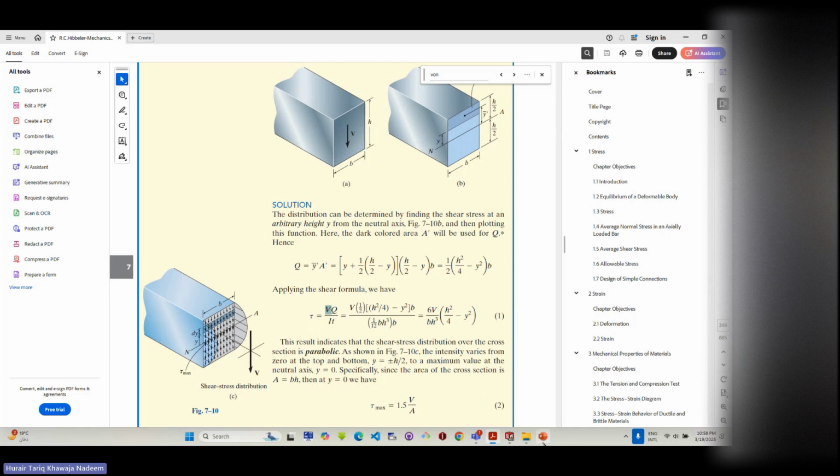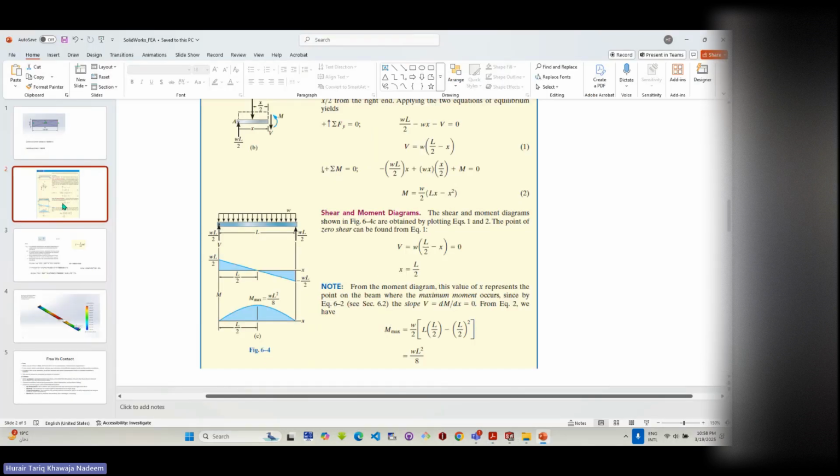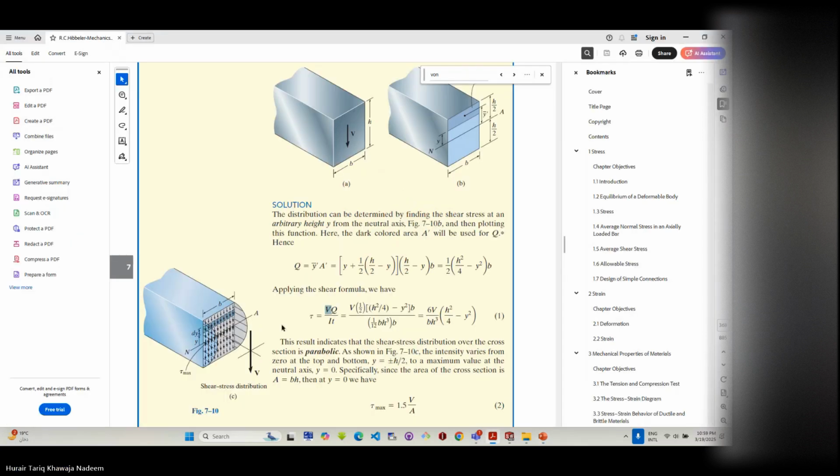Remember, maximum always lies over here at the ends. At the center point, you have almost zero V. What is this? This is V. So you have zero V. When the value of V is zero, what is going to be the value of tau? It's going to be almost zero, isn't it? Yes, because this V becomes zero at the center.